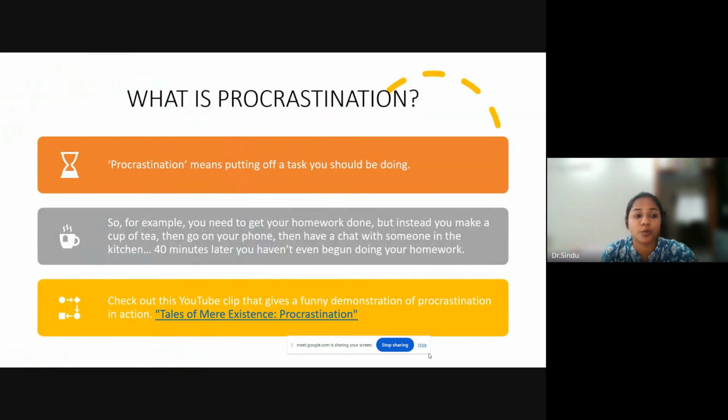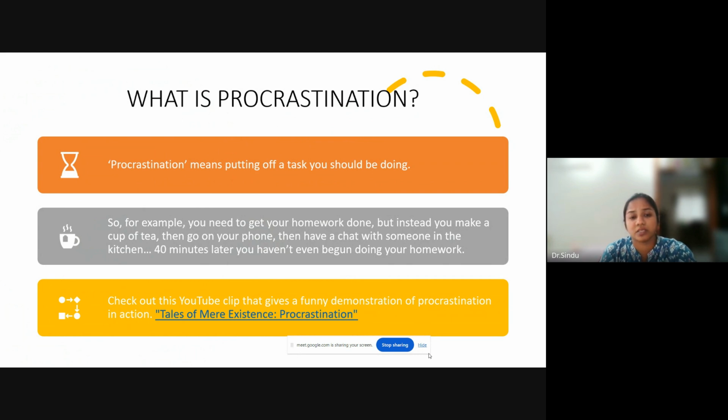Coming to the next one, procrastination. What is meant by procrastination? Procrastination is nothing but always postponing things, always delaying things. Procrastination is one of the biggest time wasters in human beings. You can procrastinate intentionally or habitually. So you have to reduce procrastinating.